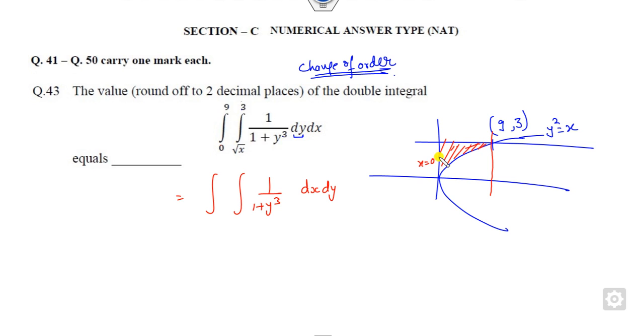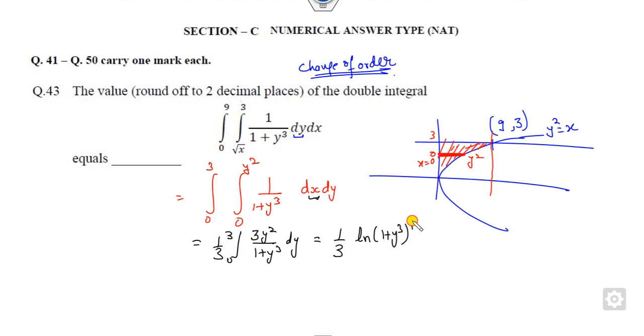Now what is the limit of the x-axis? So you can take the strip on the x-axis, so that's my 0 to y square, and the minimum and maximum values of y are 0 to 3. So now you can easily see that with respect to x, this is constant, so once you integrate, it will be y square upon this. If you multiply by 3 and divide by 3, it is nothing but ln of 1 plus y cube, from 0 to 3. Remember, it is a ln, or you can write it as log base e. Remember, it's a very important point.